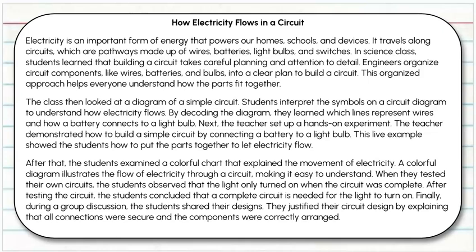After that, the students examined a colorful chart that explained the movement of electricity. A colorful diagram illustrates the flow of electricity through a circuit, making it easy to understand. When they tested their own circuits, the students observed that the light only turned on when the circuit was complete. After testing the circuit, the students concluded that a complete circuit is needed for the light to turn on. Finally, during a group discussion, the students shared their designs. They justified their circuit design by explaining that all connections were secure and the components were completely arranged.